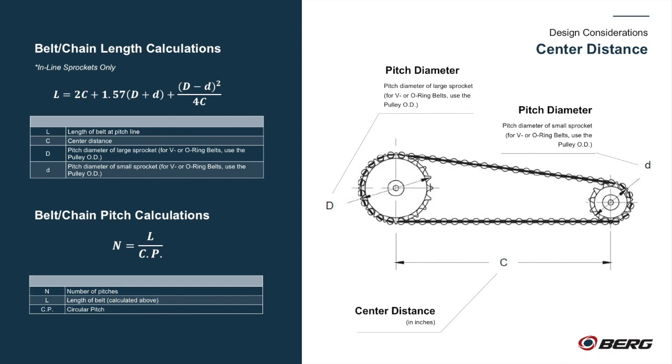Because most Berg belts are segmented, the number of pitches will need to be calculated to determine what to order. This is done simply by dividing the length of the belt by the circular pitch of the chosen belt. There cannot be any fractions here. Please round up to the next pitch for the proper belt size.